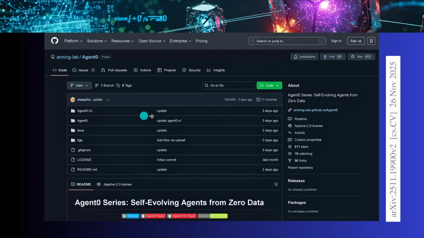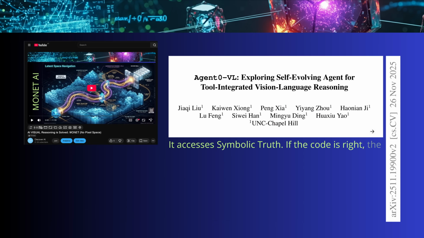Yeah, Agent0 has just updated the GitHub 3 days ago. You have now the Agent0 vision language, happened just 3 days ago, already 611 stars. Have a look at the code, have a look at the explanation. It's an Apache 2 license, real nice.